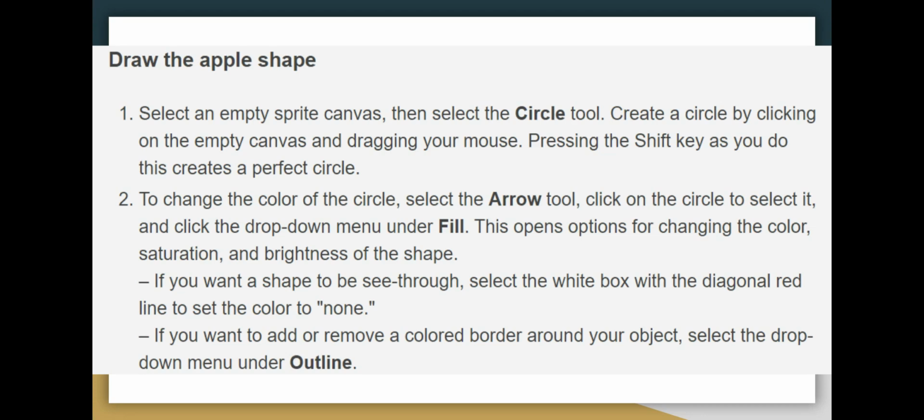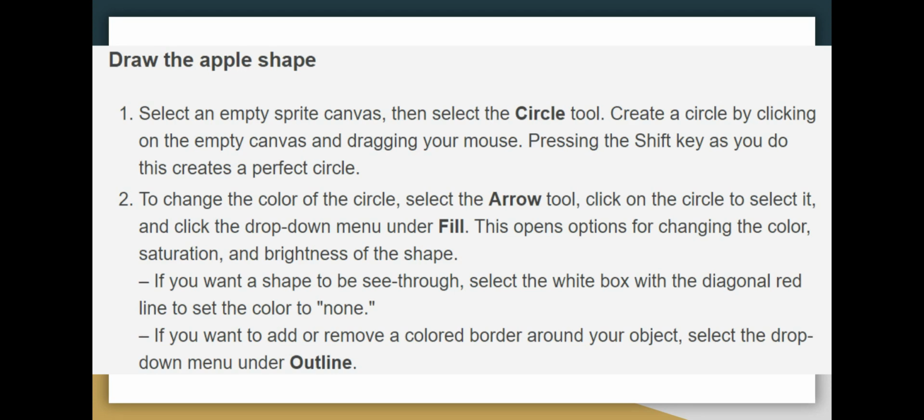Then you're going to change the color of your circle. So you select the arrow tool, click on the circle, and then click the drop-down menu under Fill. This opens options for changing the color, changing the saturation, which is how deeply the thing is colored in, and then changing the brightness. If you want the shape to be see-through, select the white box with a diagonal red line to set the color to none. If you want to add or remove a colored border around your object, select the drop-down menu under Outline.